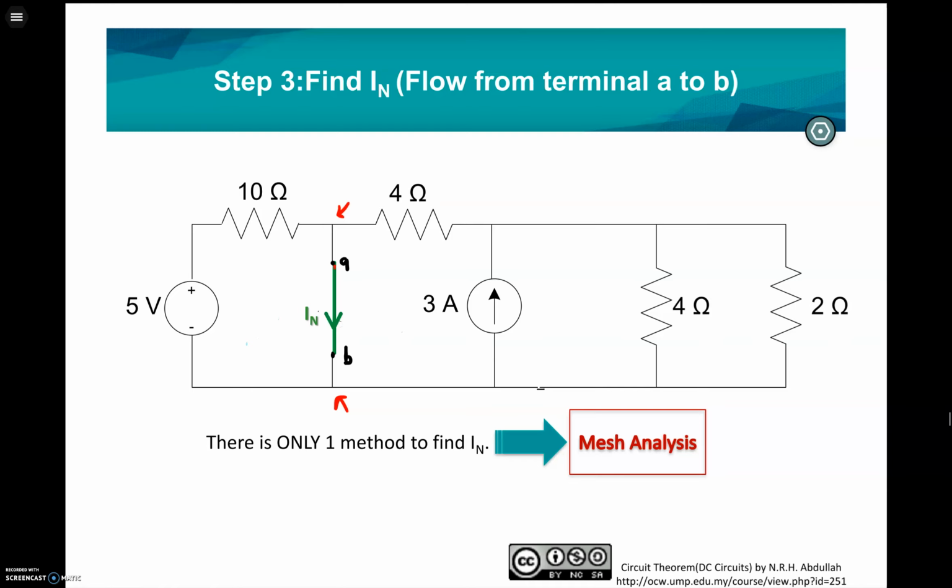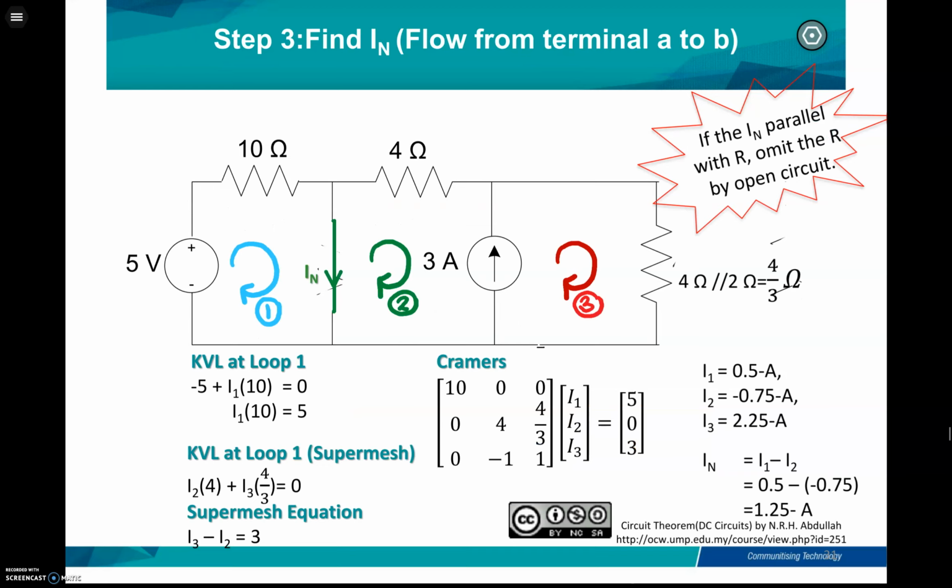Therefore, in order to solve this, I would like to show you how to solve and determine the value of In using the mesh analysis. You have to remember the steps for the mesh analysis. So first is to determine the number of loops.